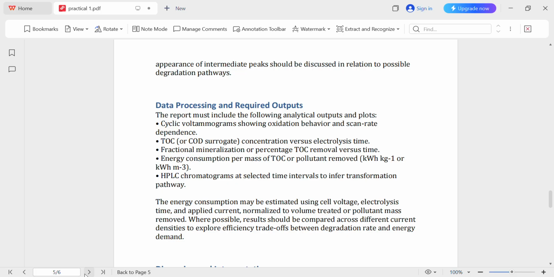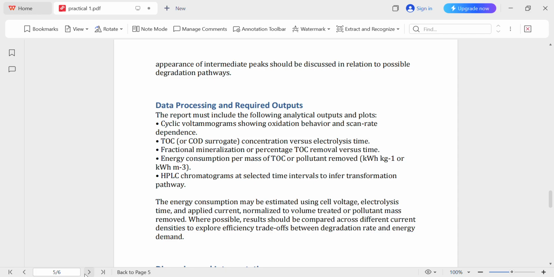Next is data processing and the required output. The report must include the following analytical output and plots. A cyclic voltammogram showing the oxidation behavior and the scan rate dependence. TOC and COD.